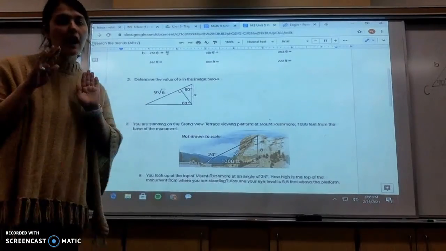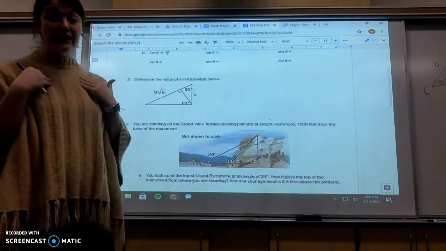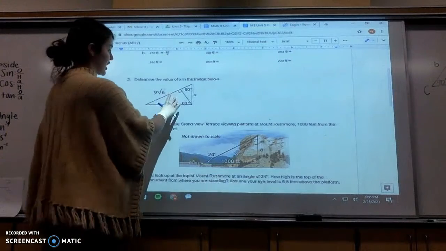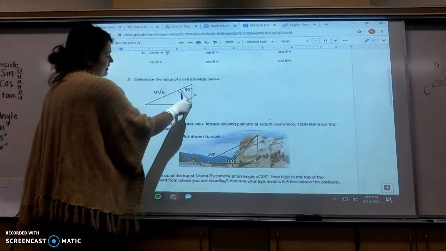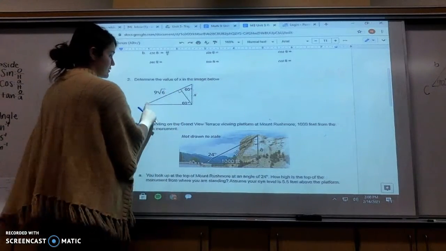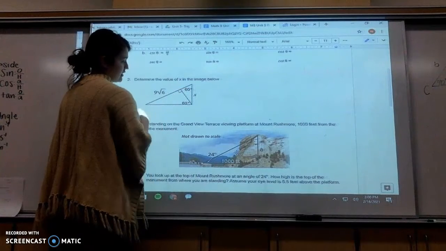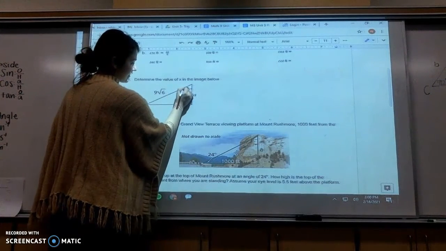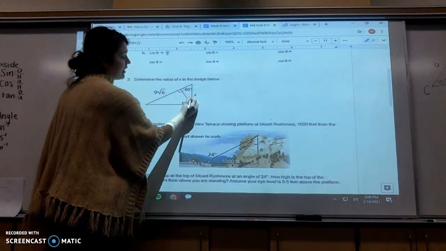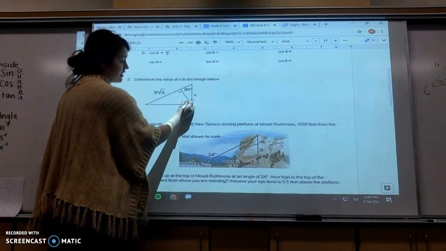Okay, for number 2, there's a couple different ways to solve this problem. What I'm going to do is notice that there is one big triangle here. You could split it up into 2 triangles, but I'm going to choose the fact that this is one big right triangle. I know this is a right triangle because this is 90. And 90 and 60 combined are going to give me this angle measure of 30.